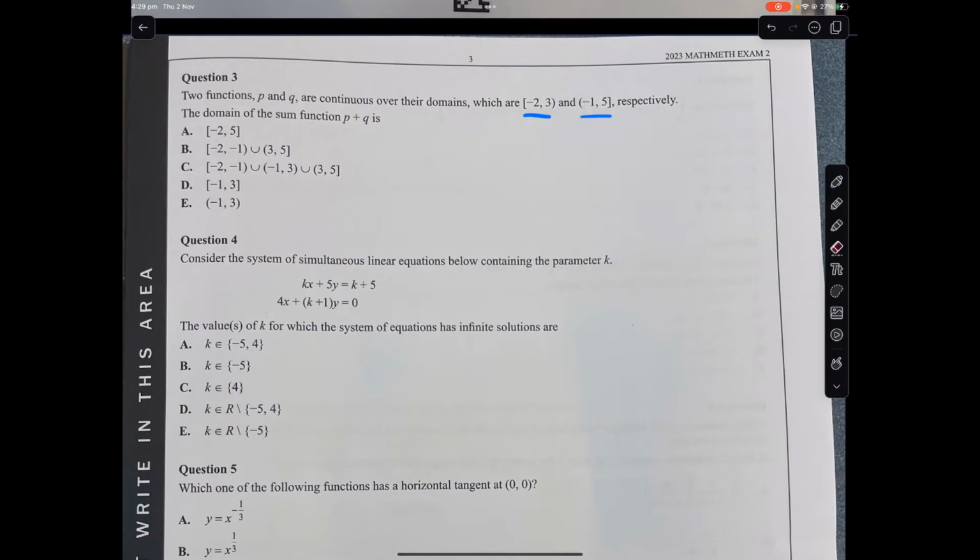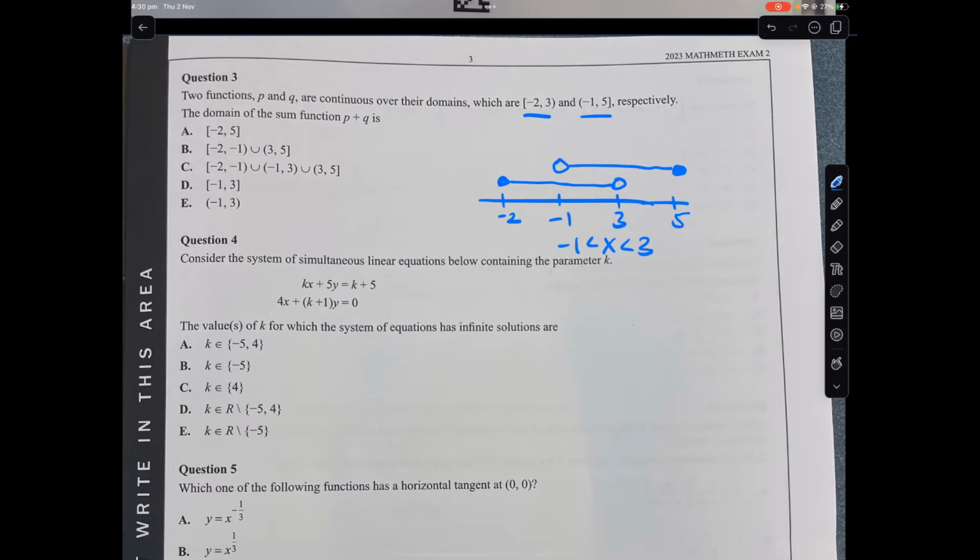The way that I'll find it out is if I just draw a timeline, say this is negative 2, this is negative 1, and let's say this is 3 and this is 5. So we know this one's from negative 2, which is inclusive, to 3. And the other one is from negative 1 out, to 5 inclusive. So what is the point of intersection? The intersection is from negative 1, not included, to x, not included, 3, which is E.